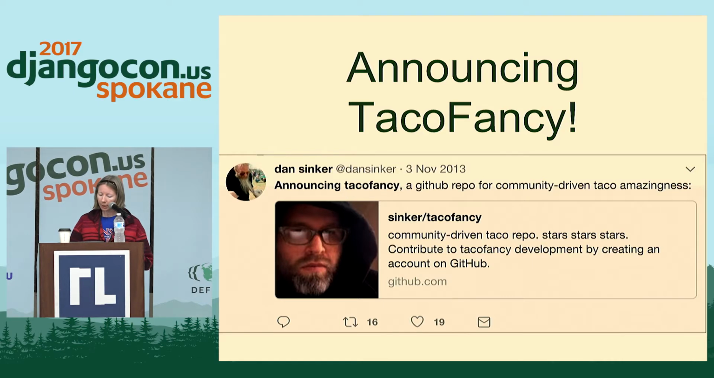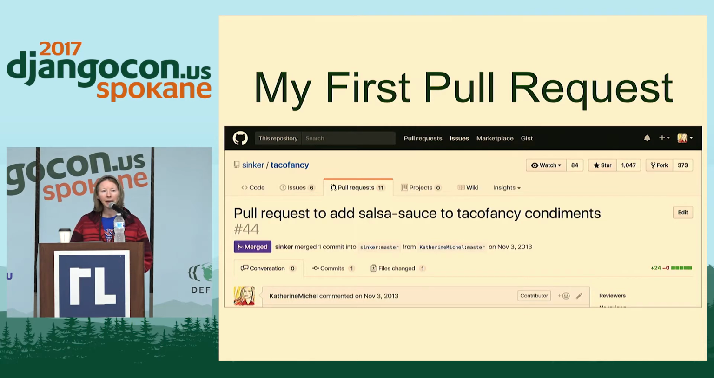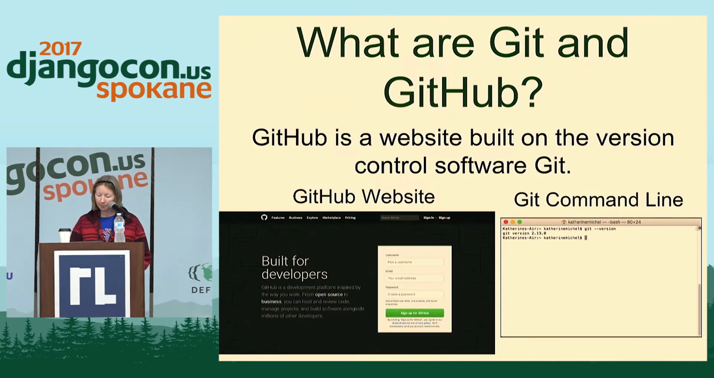So I went to the project information, and there was one sentence that had a really drastic impact on me, and it was, "Are you new to GitHub but want to contribute?" Well, that was me, and I became extremely determined to contribute to that project, and I did. I submitted my first pull request there, and it was a little bit addictive, to be honest with you. So I kept using Git and GitHub, and I kept getting better at it, and eventually I started to contribute to the DjangoCon US website. And this year I became website chair and a maintainer, and I'm going to use the DjangoCon US website as an example throughout my talk.